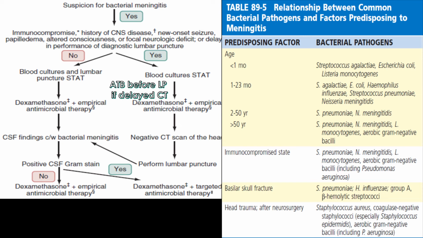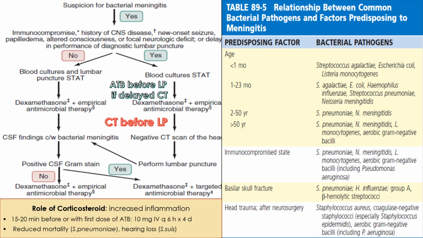So back to the algorithm, if the CT scan shows no sign of risk of brain herniation, you can do a lumbar puncture. But if the patient has none of these conditions at first, you can do blood culture and lumbar puncture first, before CT, and then you should give the antibiotics if the CSF findings show bacterial meningitis. So you treat based on gram-stain morphology, and then when the culture identifies your organism, you change to definitive therapy.